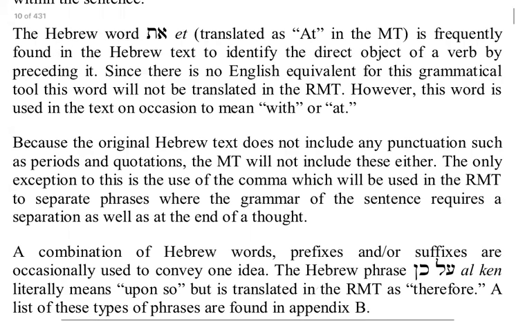Okay, so the Hebrew word et, aleph tav, translated as "at" in the MT, is frequently found in the Hebrew text to identify the direct object of a verb by preceding it. Since there's no English equivalent for this grammatical tool, this word will not be translated in the RMT. However, this word is used in the text on occasion to mean "with" or "at."